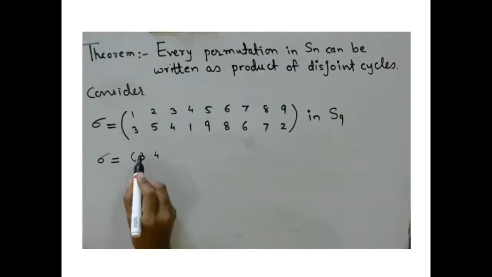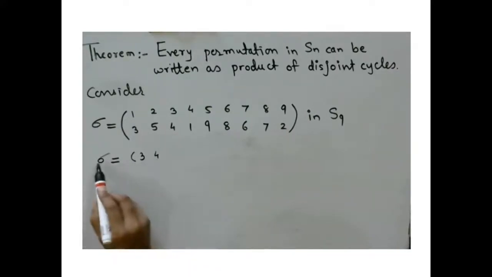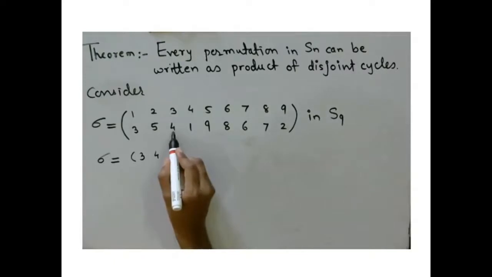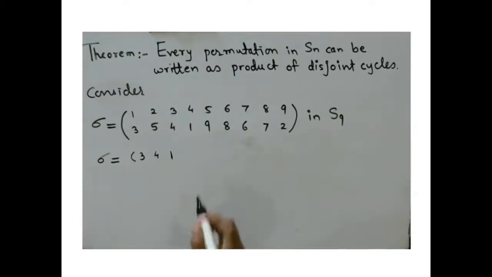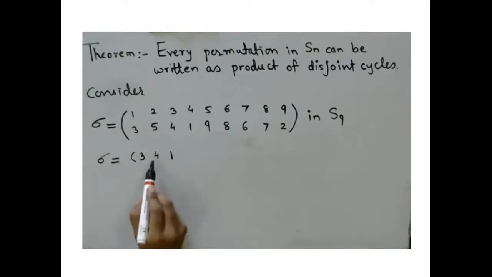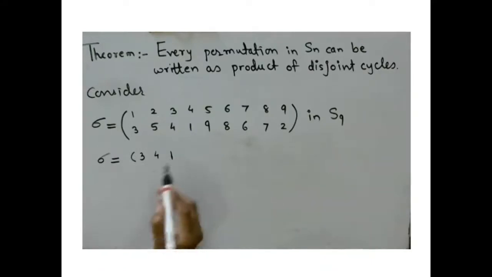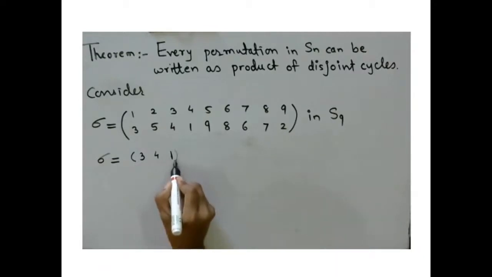We will call this 3, the first element we have chosen, as A1, and then we find sigma of A1. We call that element A2. Here 4 is sigma of A1, that is A2. Then you see where 4 is mapping. 4 is mapping to 1. So you call sigma of 4, that is sigma of A2, as A3. Then you see where 1 is mapping. So 1 is mapping to 3, again back to 3. So sigma of A3 is again A1. So we close the bracket here.